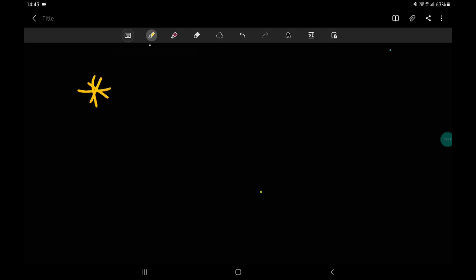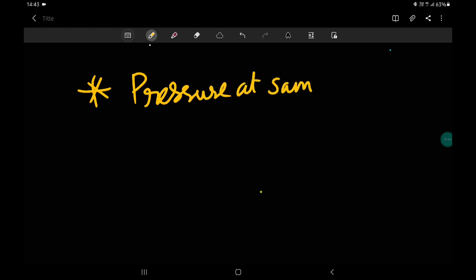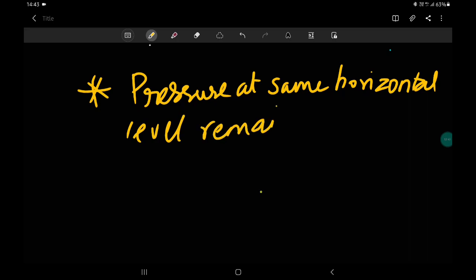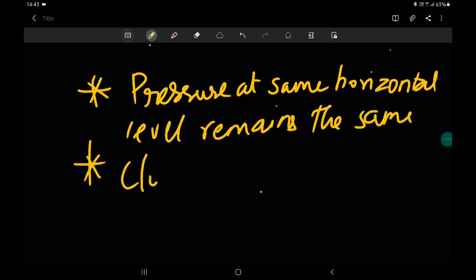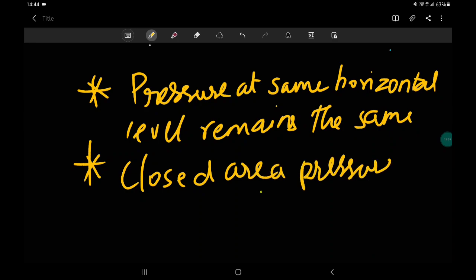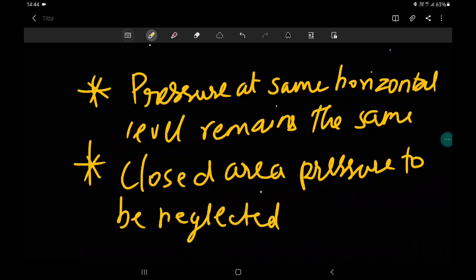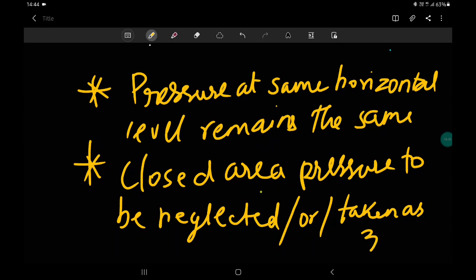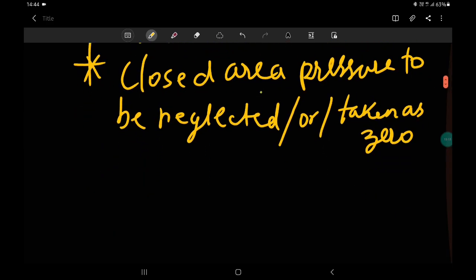The first point was that pressure at the same horizontal level remains the same. And the second point, in a closed area, pressure is to be neglected or taken as 0. And what was the third point?